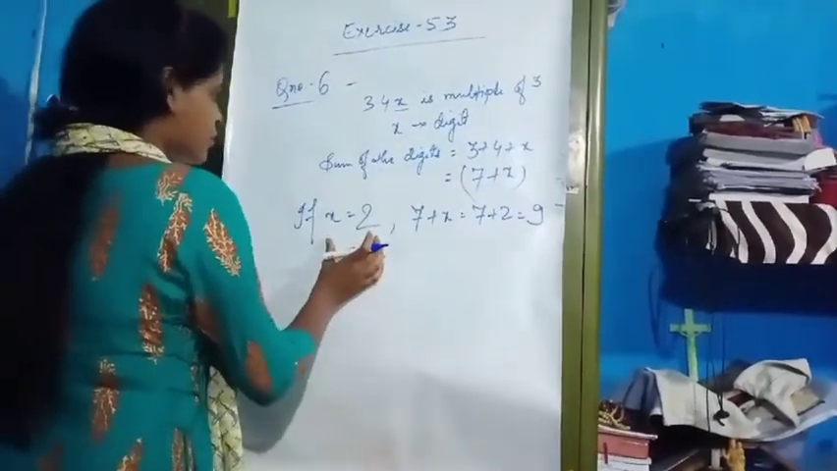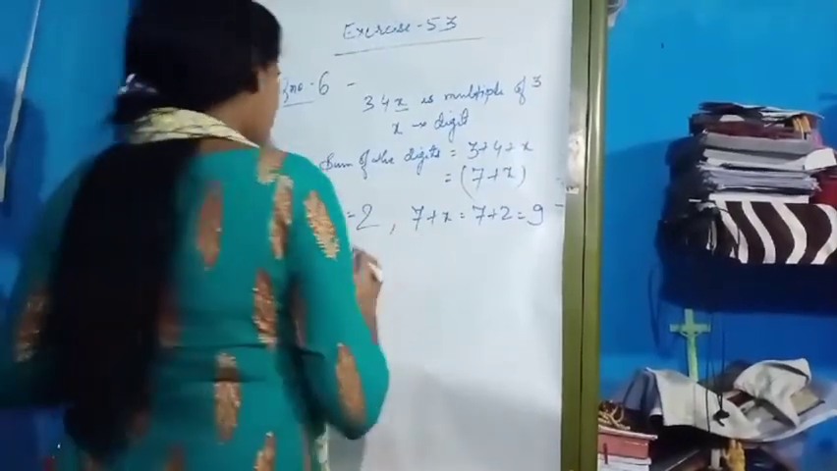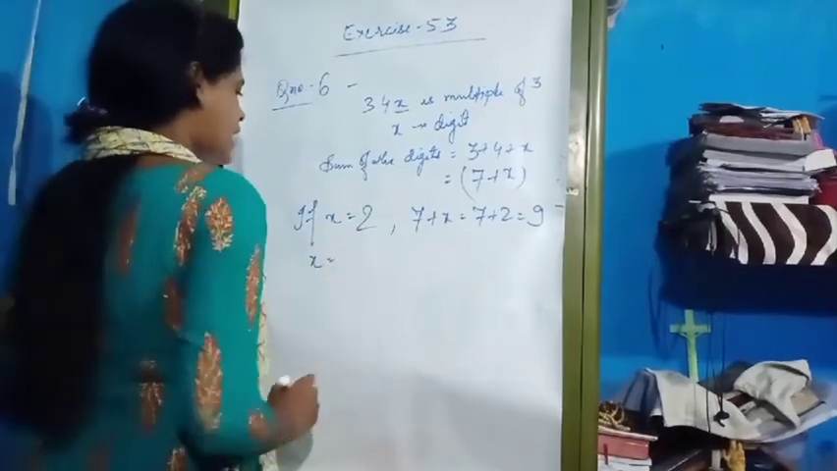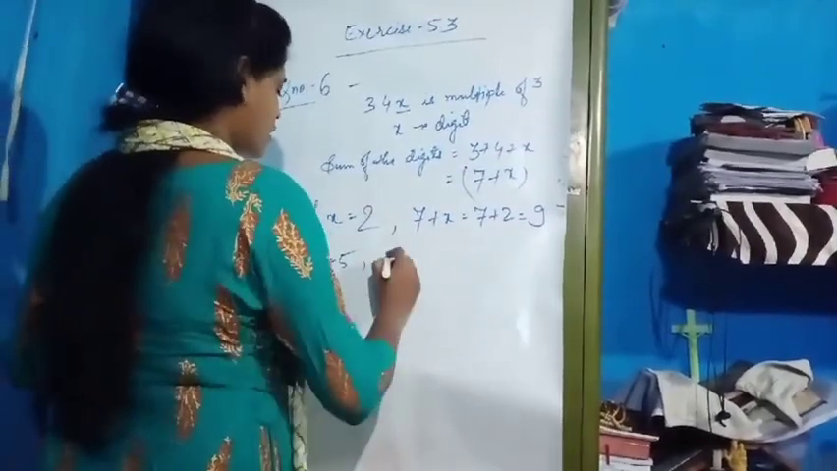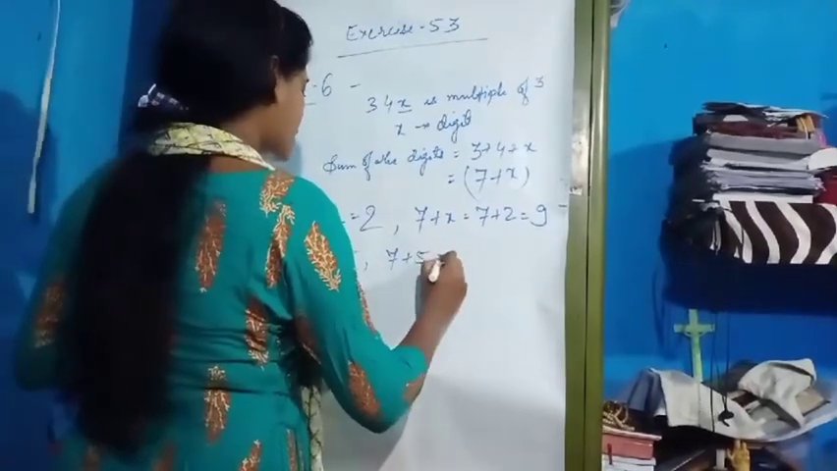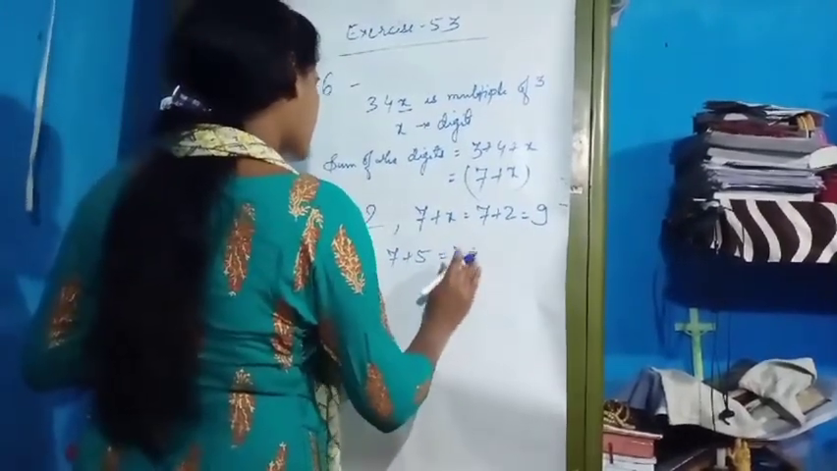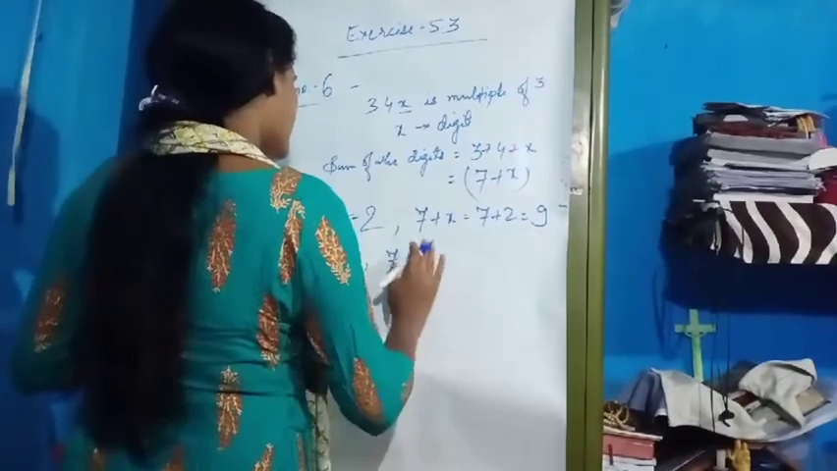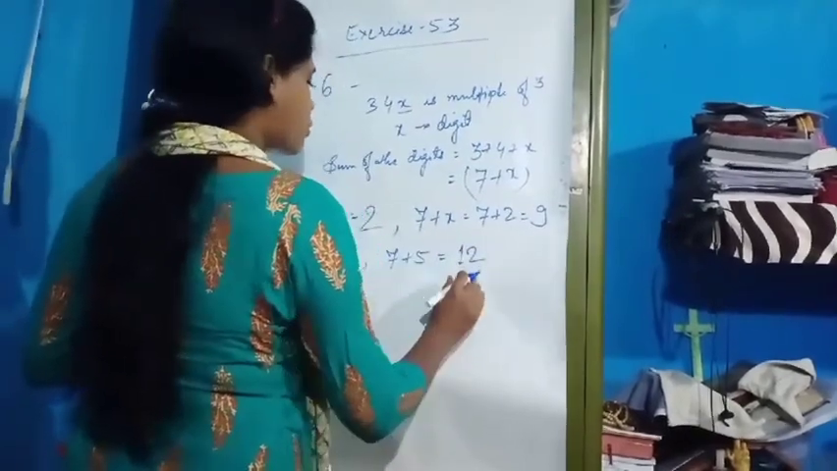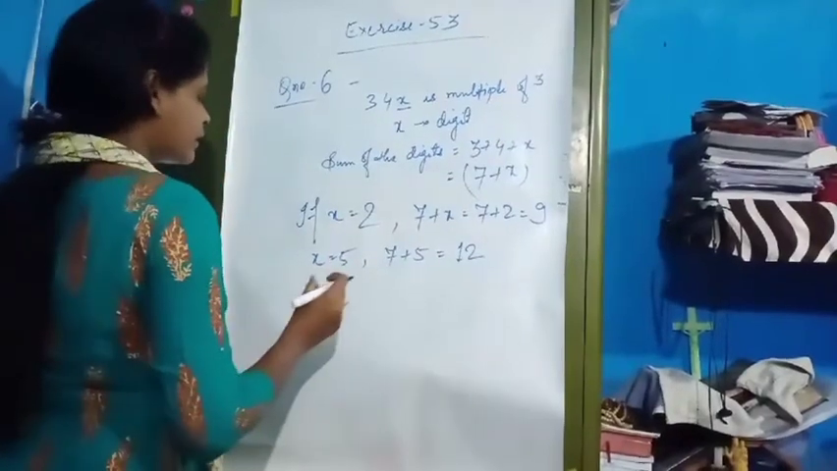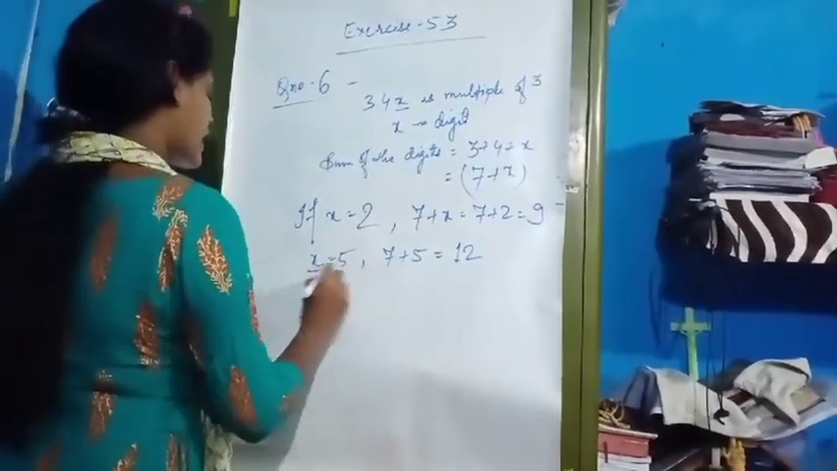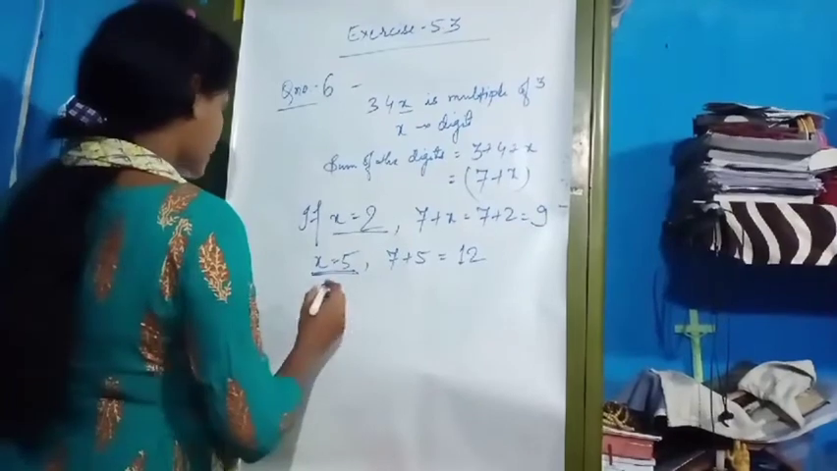So first, x is equal to 2. Then it may be another number also. Suppose I take x is equal to 5. Then what will be the number? 7 plus 5 is equal to, tell me, 8, 9, 10, 11, 12. So 12 is also a multiple of 3. So it is divisible by 3. So x is equal to 2, x is equal to 5.